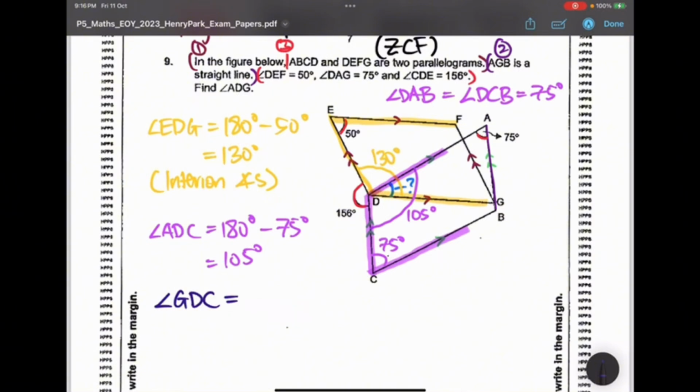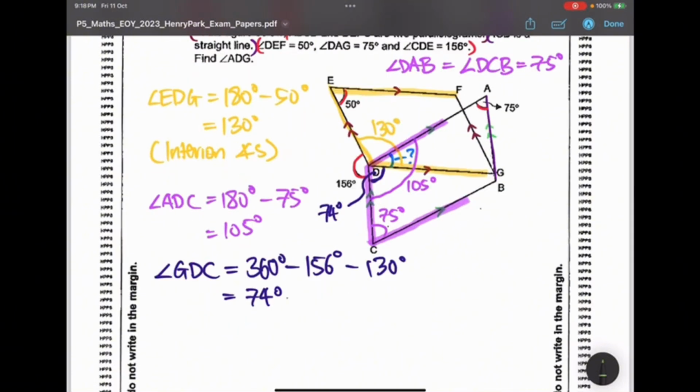How do I find angle GDC? Angle GDC is this angle over here. Knowing that angle EDC is 156 degrees and angle EDG is 130 degrees, I can find angle GDC by using something called angle sum on a point. Knowing that all the angles on a point add up to 360 degrees, what I want to do is take 360 degrees minus 156 degrees minus 130 degrees. And that would simply give me 74 degrees. So I know this angle right here is 74 degrees.